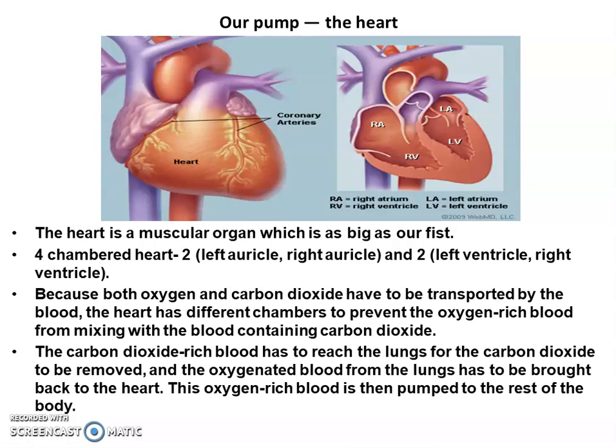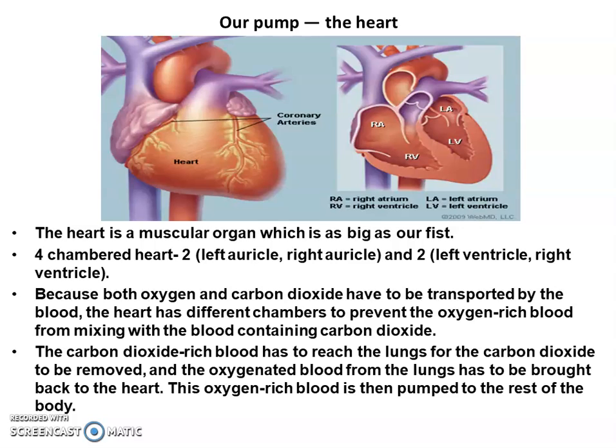I hope you remember what we learnt about the heart. So we learnt that it is a muscular organ. It has 4 chambers. That is, the upper 2 chambers are called the left and the right auricle, and the lower 2 chambers are called ventricles, that is the left ventricle and the right ventricle.